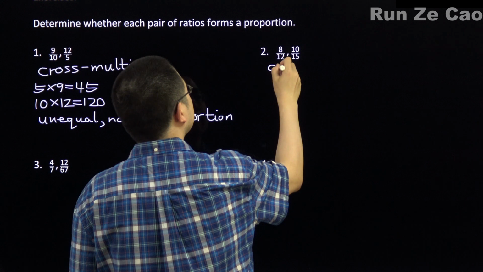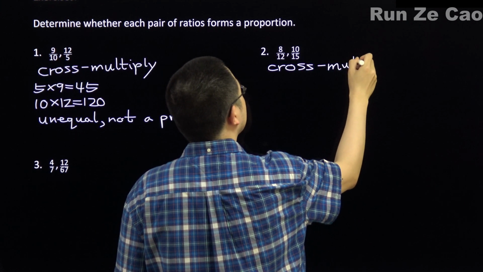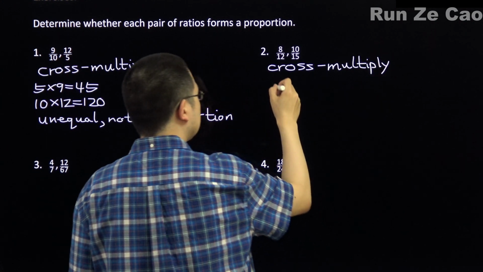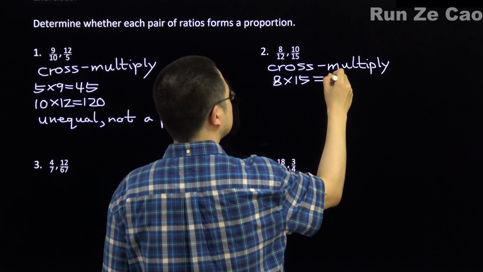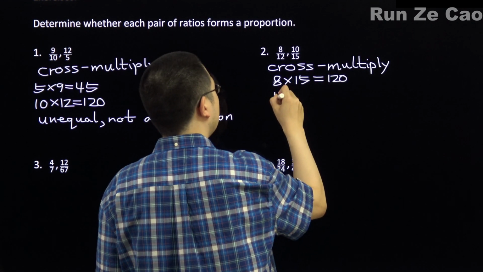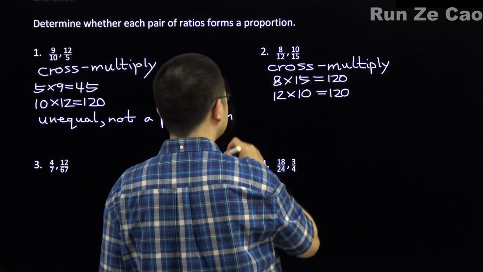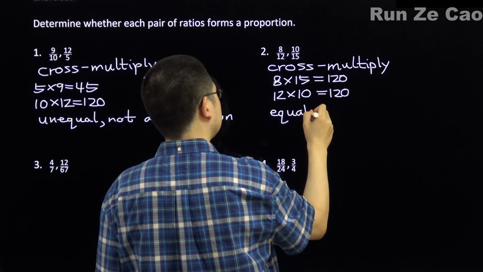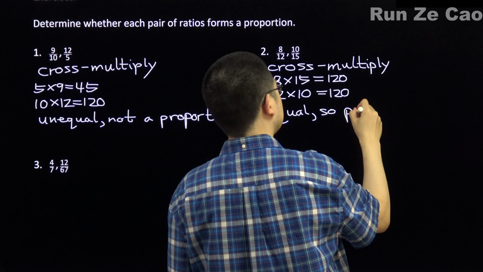So, cross multiply. Multiply, and you get 8 by 15 is equal to 120. 12 by 10 is equal to 120. Equal. So, proportionate.